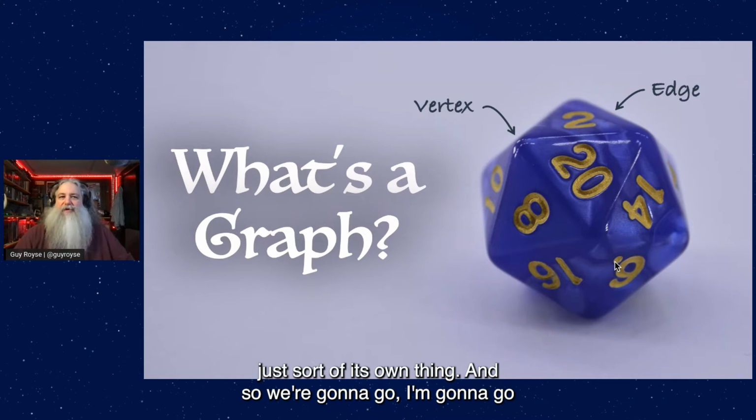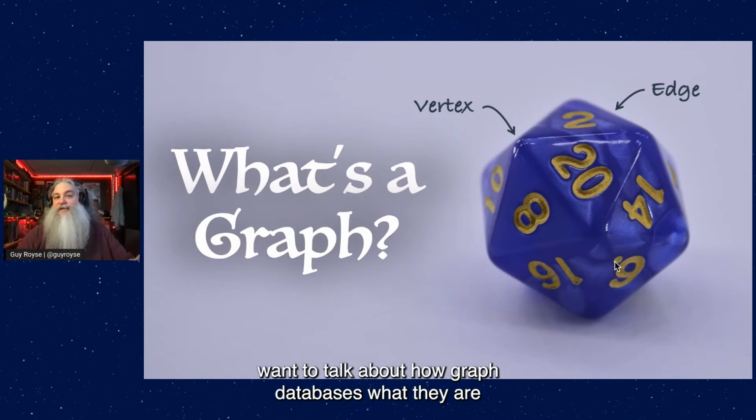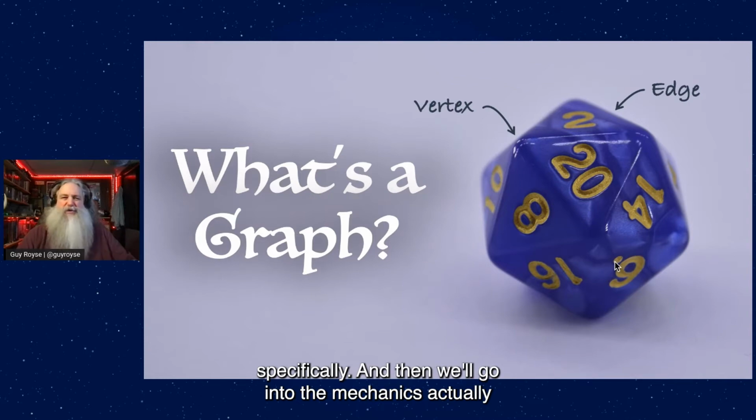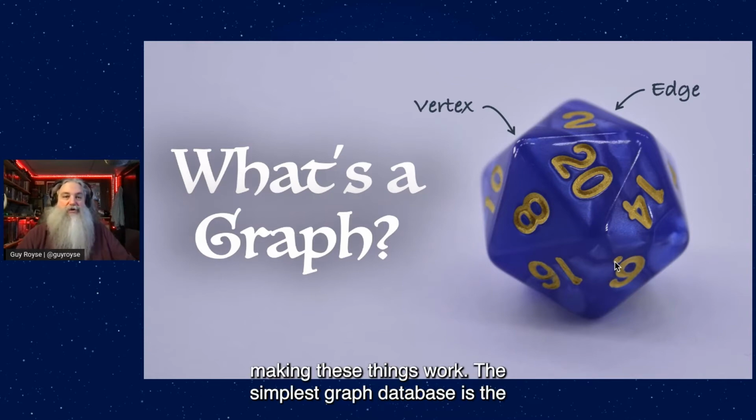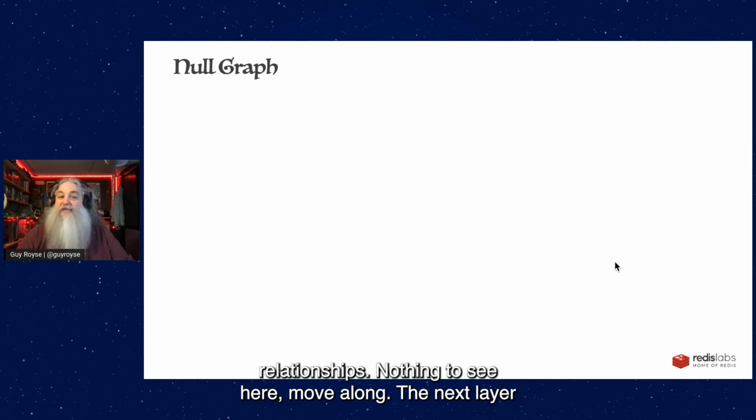And so I'm going to go a little bit into how graphs work really quick, and then I'm going to talk about what graph databases are specifically, and then we'll go into the mechanics of actually making these things work. The simplest graph is the Null graph. This is a graph that has no nodes and no relationships. Nothing to see here. Move along.